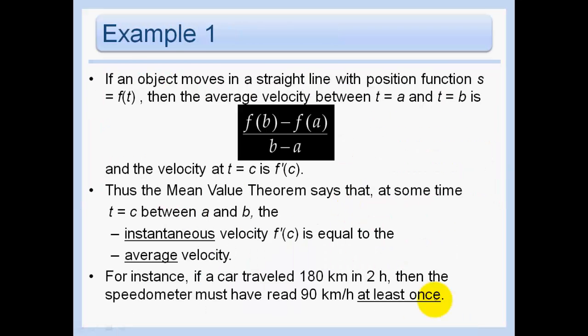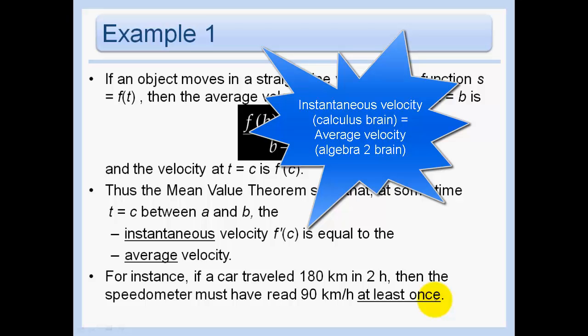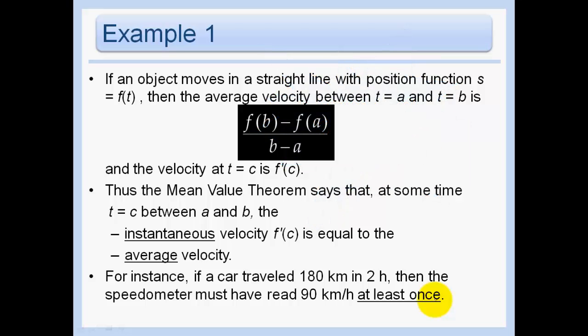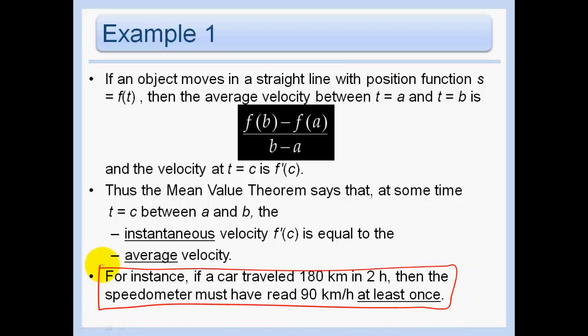Here we're saying that if an object moves in a straight line with position function s equals f of t, then the average velocity between time equals a and time equals b is just f of b minus f of a all over b minus a, and the instantaneous velocity at t equals c is f prime of c. The mean value theorem says that at some time t equals c between a and b, the instantaneous velocity f prime of c is equal to the average velocity. The best way that I can explain this is what this says right here. And this is the mean value theorem.